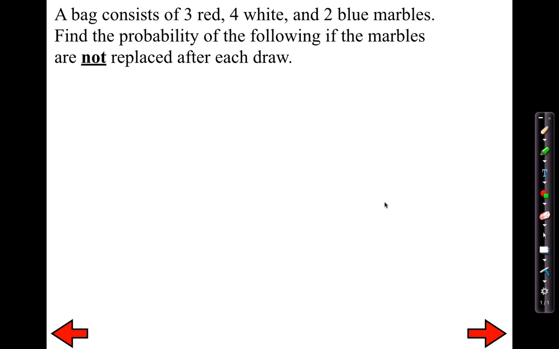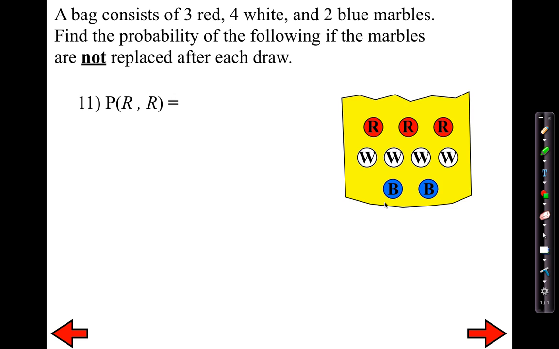So here, if a bag consists of 3 red, 4 white, and 2 blue marbles, find the probability of the following if the marbles are not replaced after each draw. So here is an example of a dependent probability. What's the probability of getting red? Well, I see 3 reds out of a total of 9. So 3 out of 9.